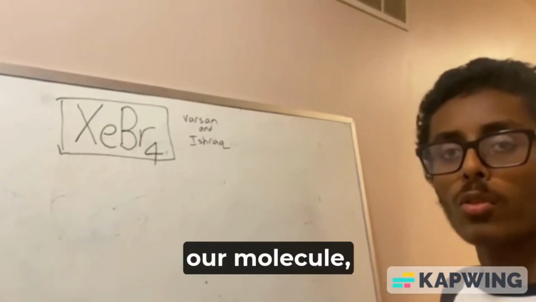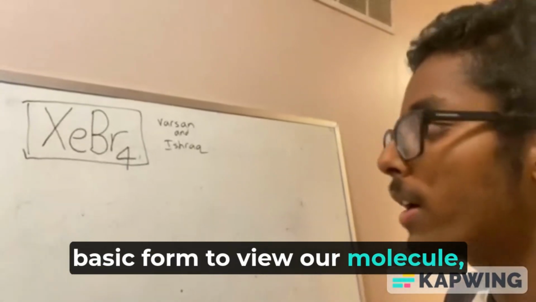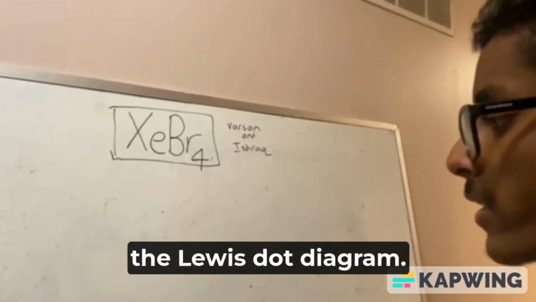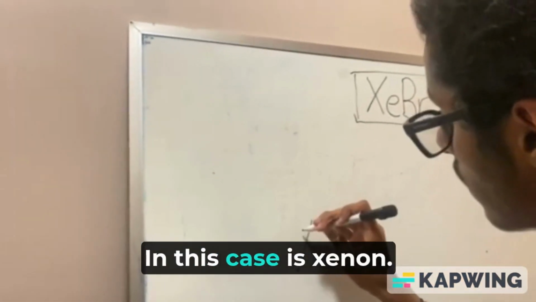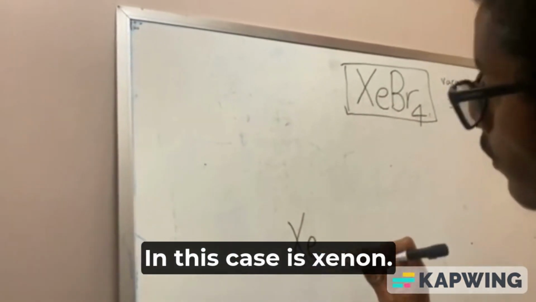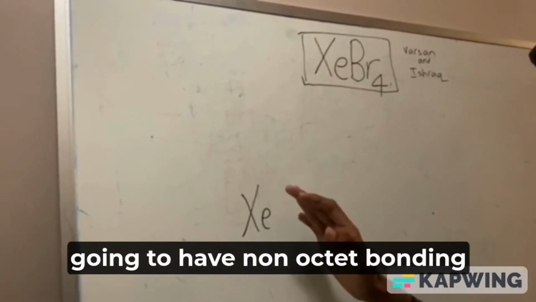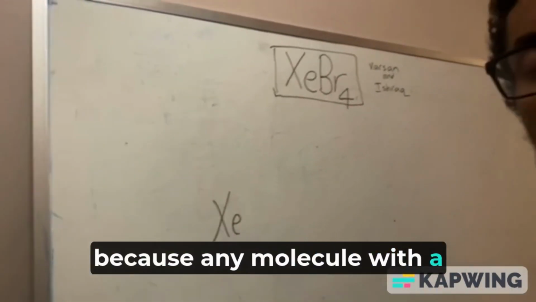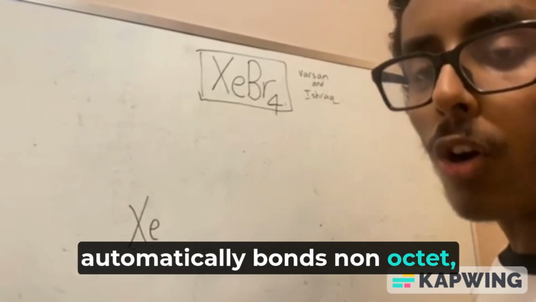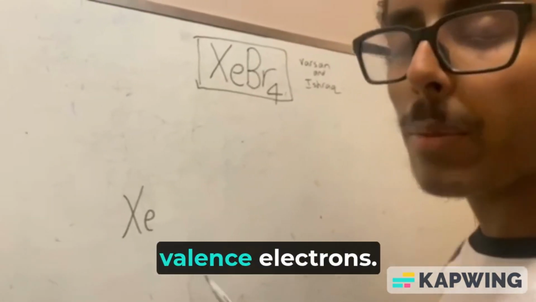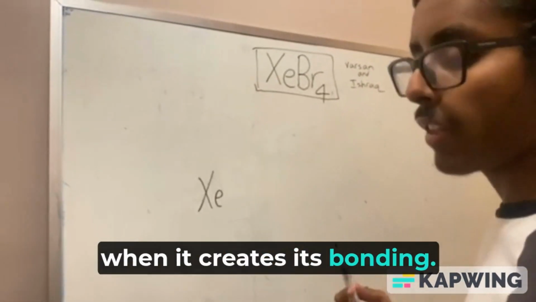To start to understand our molecule, we're going to use our most basic form to view our molecule, the Lewis dot diagram. To do that, first we will start with our central atom, which in this case is xenon. Now we know that our molecule is going to have non-octet bonding because any molecule with a noble gas's central atom automatically bonds non-octet, meaning it doesn't need 8 valence electrons. It doesn't want to fill up a shell when it creates its bonding.